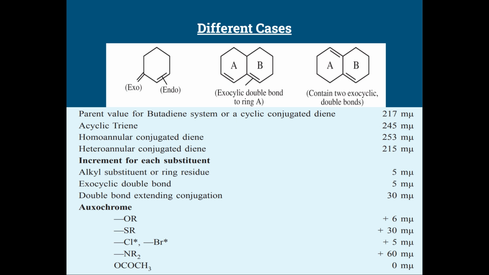There are again auxochromes, for example, your OR, SR, Cl. If these are attached as ring residues, then their values are given. You need not learn the auxochrome values because they are given in the question. And you just remember that for an alkyl substituent, the alkyl ring residue, we add 5 for each alkyl residue. Now how do we locate alkyl residues in rings, I will show you with an example in the next slide.